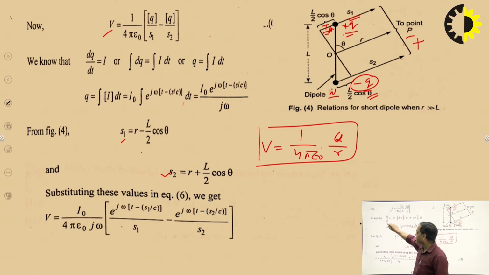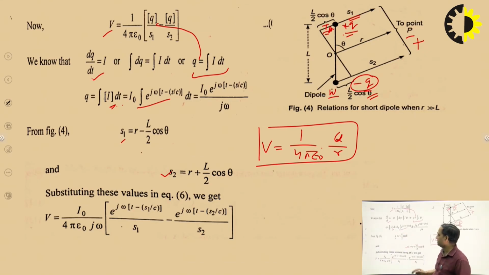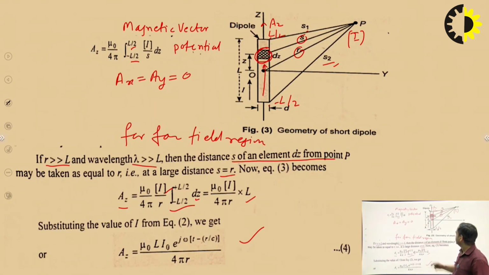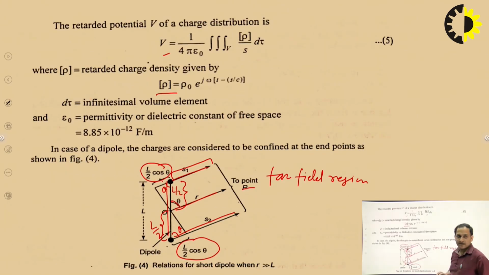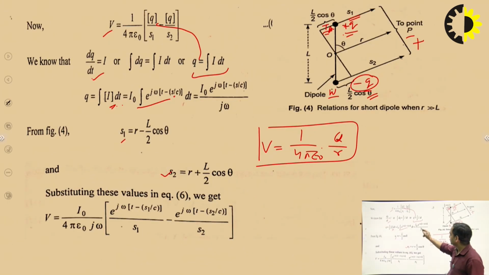Now come back to the formula I is equal to dq upon dt. So Q is equal to I into dt, and we can put this Q here. So Q is the retarded current I into dt. We know I naught e to the power j omega (t minus s upon c), because this s is varying. If we look back at this diagram, s is varying from s1 to s2, okay? So we write s here. s1 we know, s2 we know.